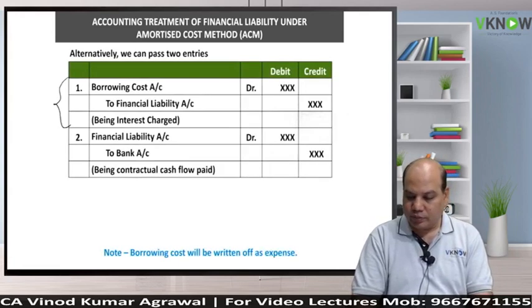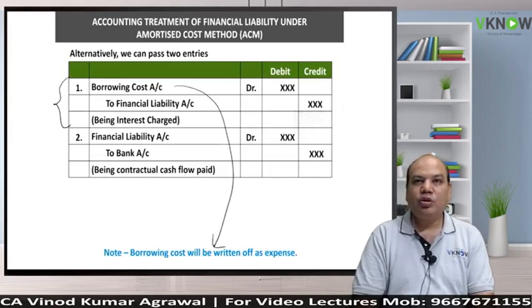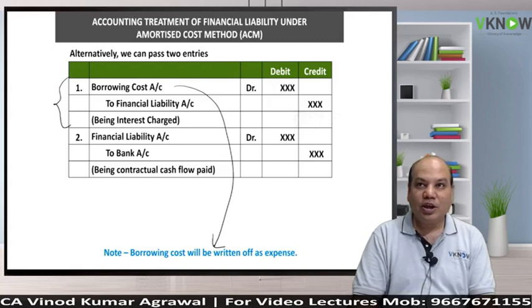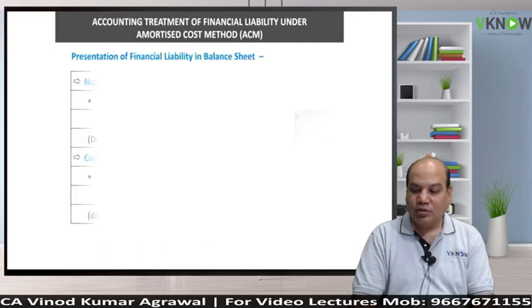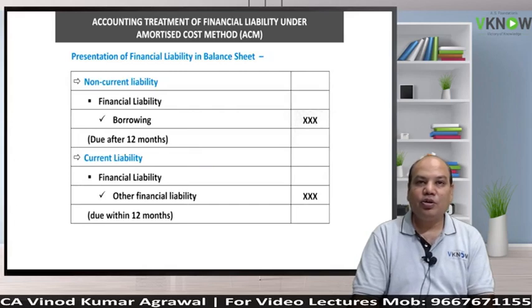Okay. What about the treatment of this borrowing cost? Borrowing cost will be charged to the P&L account. However, if Ind AS 23 conditions are satisfied, it can be capitalized also. Ind AS 23, the borrowing cost chapter, we will see, not yet seen. That standard says if borrowing cost is related to a qualifying asset, then you can capitalize it.